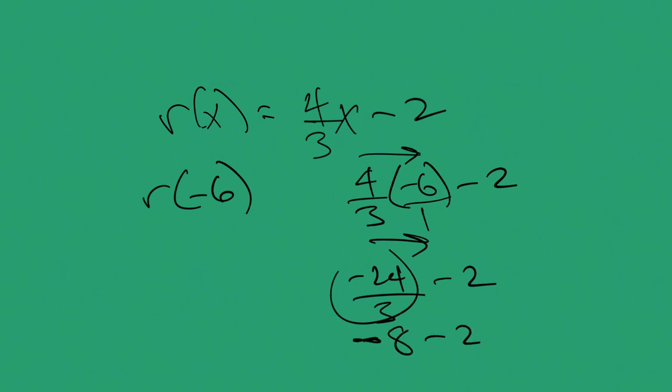We simplify the fraction. So negative 24 over 3 becomes negative 8. We still have minus 2. What's negative 8 minus 2? We're 8 feet underground. We go down 2 more feet. Negative 10. We are negative 10 feet underground. So r of negative 6, if we evaluate the r function for a value of negative 6, out comes negative 10. That would technically be our y value. Negative 10 is the answer. That's it.